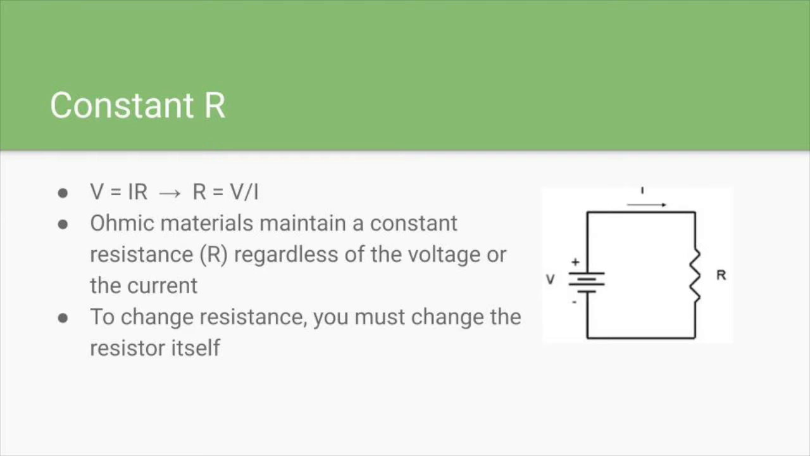So that's kind of like your set value, right? So I'll say that again. Ohmic materials maintain a constant resistance regardless of what voltage or current you use. So in order to change the resistance in your circuit, you actually have to change something about the resistor itself. So we're going to look at some different characteristics of resistors now.